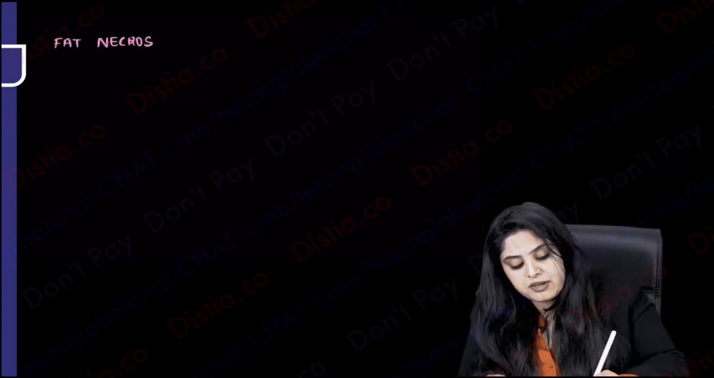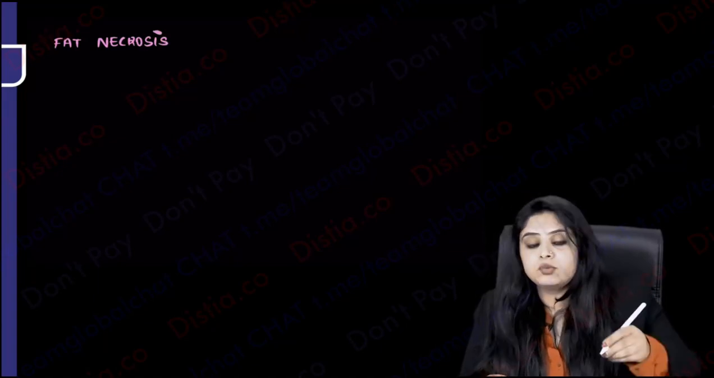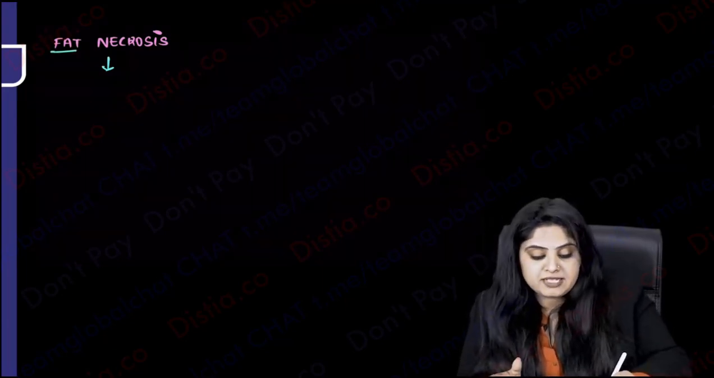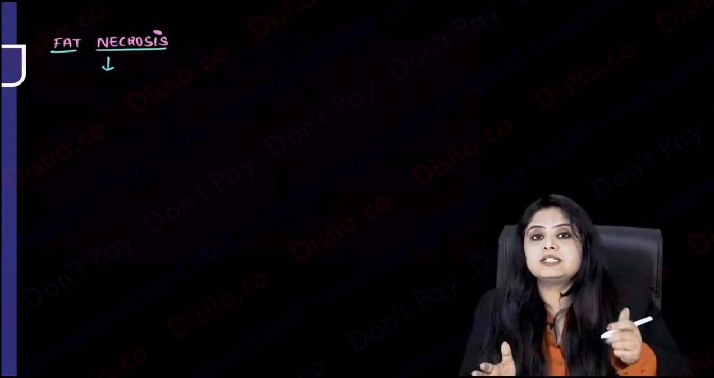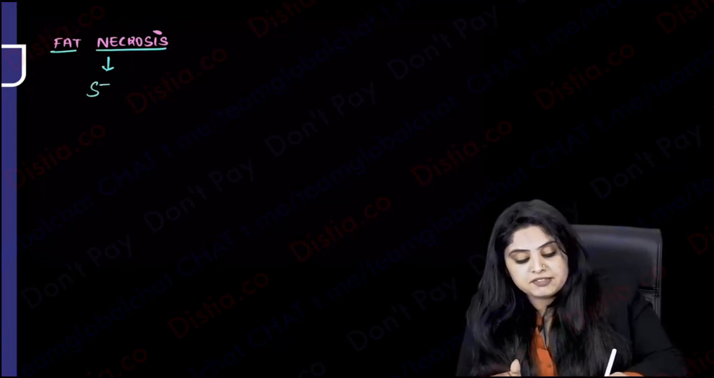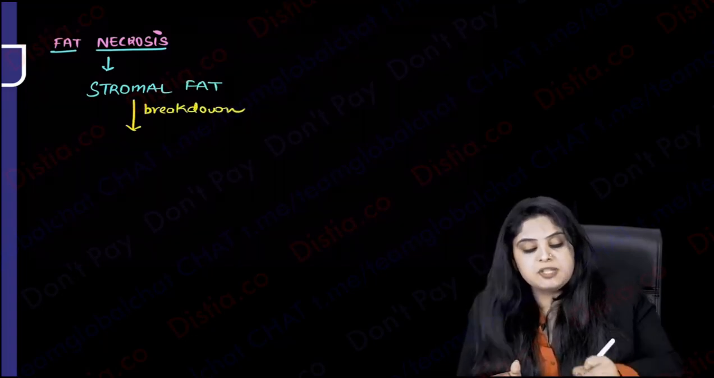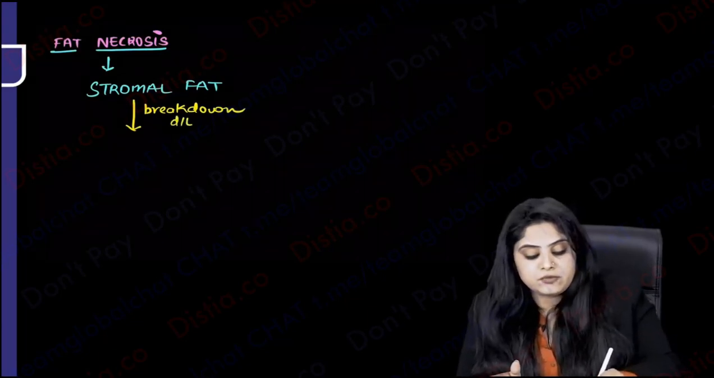What do you understand by fat necrosis, guys? Please note, fat necrosis is obviously something to do with fat, and that fat is going to break down. So for example, where is the fat? We had studied there is stromal fat that is present, right? And this stromal fat is now going to break down. So why is it going to break down? It is going to break down because of some kind of trauma. So on the breast, what trauma on the breast?